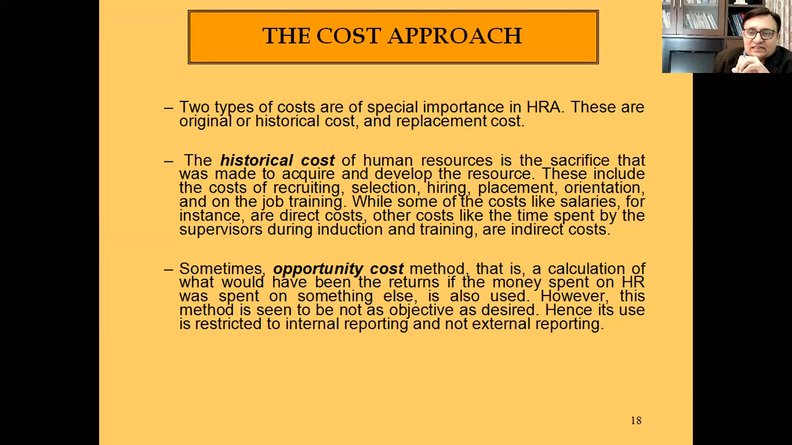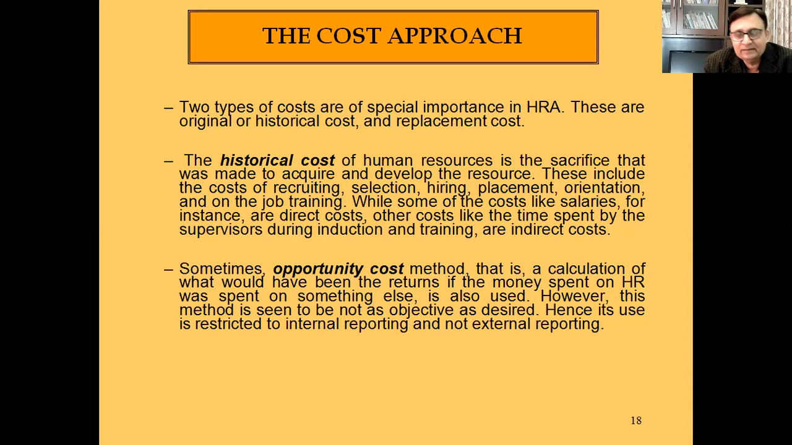So the historical cost has to be segregated into two portions: the expense portion and the asset portion. The expense portion, like salaries, is to be debited to the profit and loss account. But if it is going to give benefit, for example you pay salary to the trainers for induction and training, these are the asset portion. So we have to clearly define which costs are the asset portion and which costs are directly debited to the profit and loss account, that is, the expense portion. This is very important. So historical cost is the amount spent, or the sacrifice made, to acquire and develop the resources.